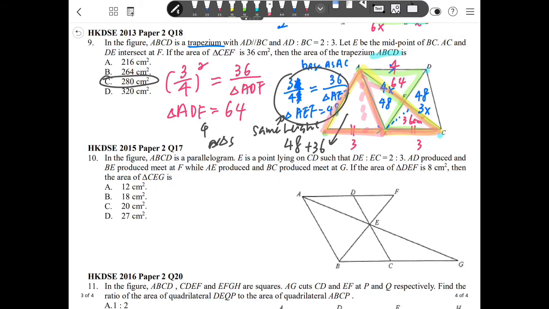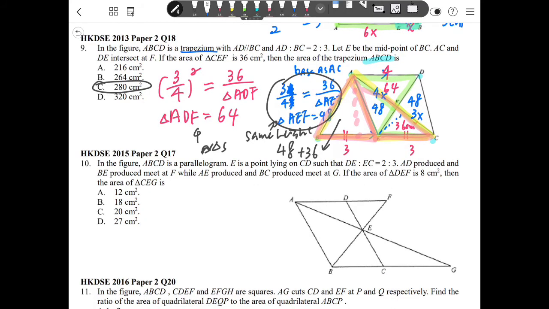Okay, last question, number 10. So we know it is a parallelogram, and then we have 2 to 3 for the ratio. So let's write them down. If it is 2 to 3 for the ratio and also a parallelogram, and we know that the triangle DEF area would be H cm square. Okay, so please find the area for this one, CEG.